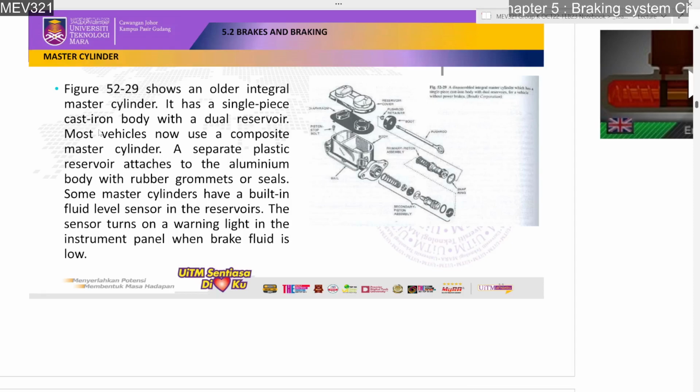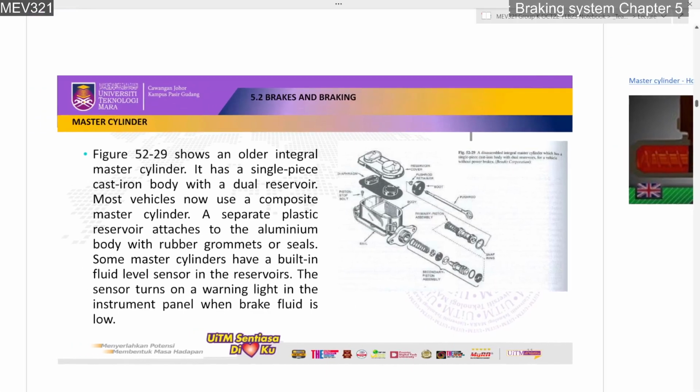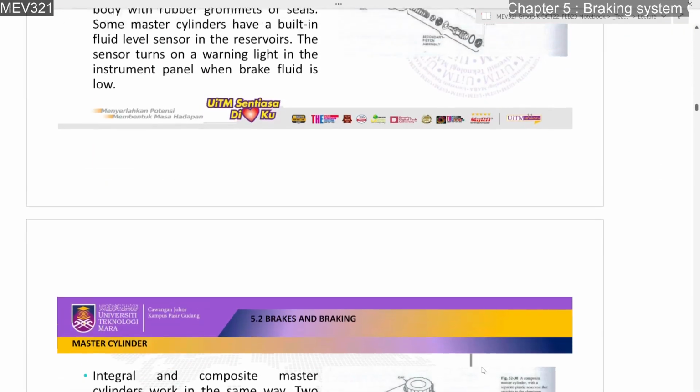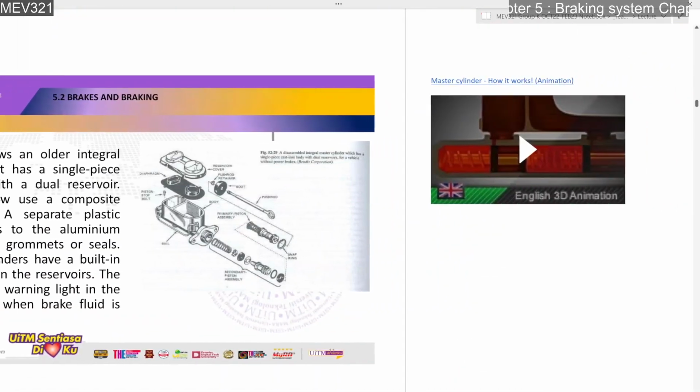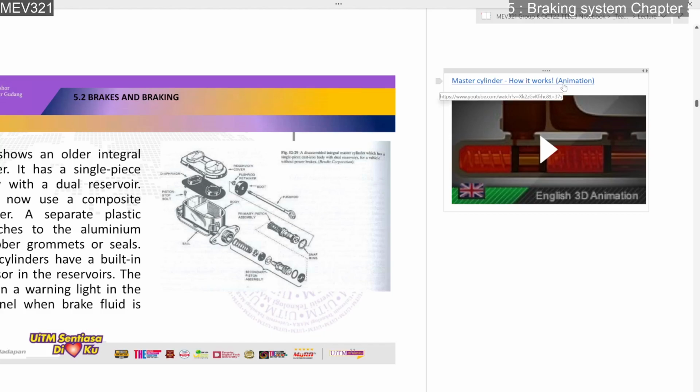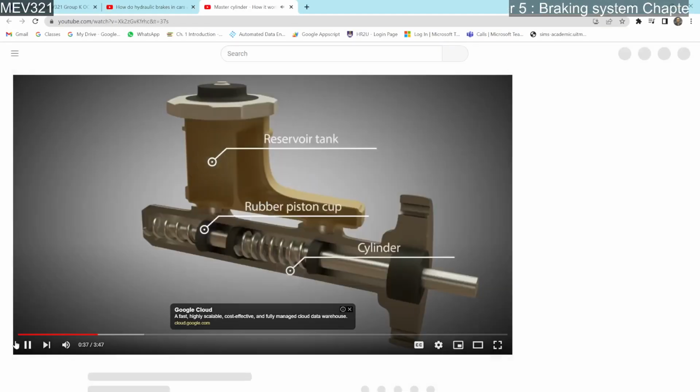For the test, make sure you read everything in the notes, because the questions of your final test will be based on the notes here. So make sure you don't miss any information found in the notes. I have another video here that explains how the master cylinder works. Let's watch it. If you have problems watching this video in my recording, you can refer to the link in the Microsoft OneNote. I already put the links there. Just click on it.